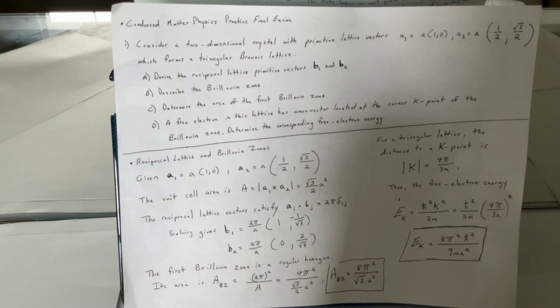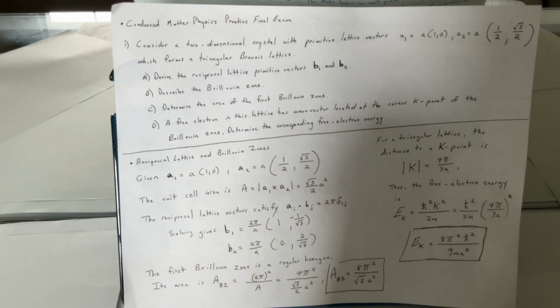Okay, so let's begin with the reciprocal lattice and Brillouin zones. We're given a1 and a2. I'm going to go over this very quickly so you have this as a reference. I'm going to skip some steps, but this basically gives you the setup and segues into the steps in the solution. Okay, so a unit cell area, if we take the cross product of the vectors and their magnitude, is √3/2 a².